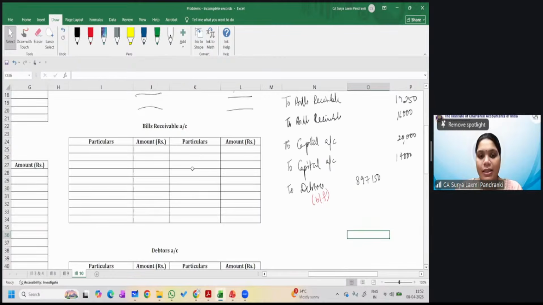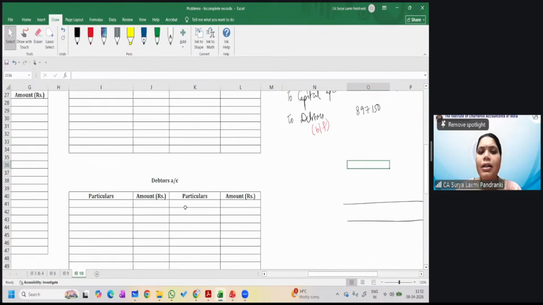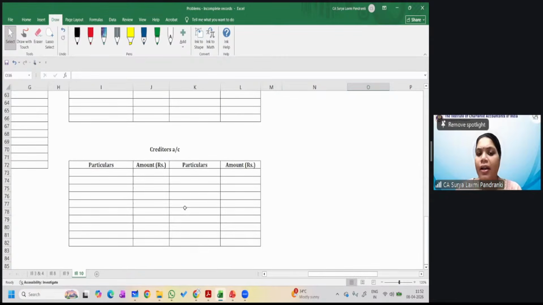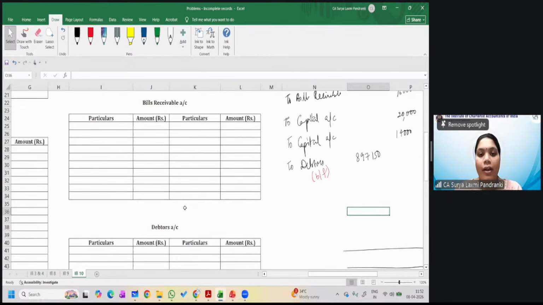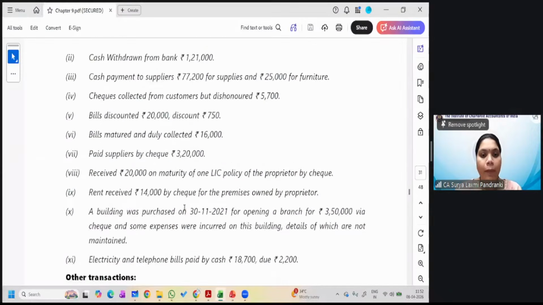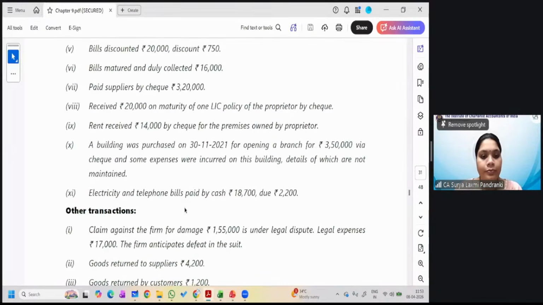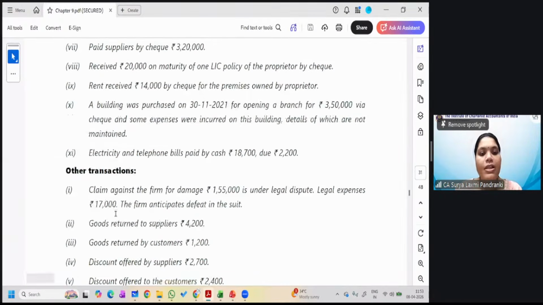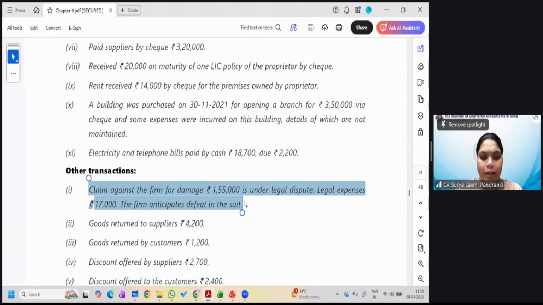So I'll do bills receivable and debtors account together, and then bills payable and creditors account together, because they will mostly go together if any contra entries are there. Will this come under your bills payable or bills receivable or debtors? It will not come anywhere. It will directly come in your P&L statement. Okay. Yes, ma'am.